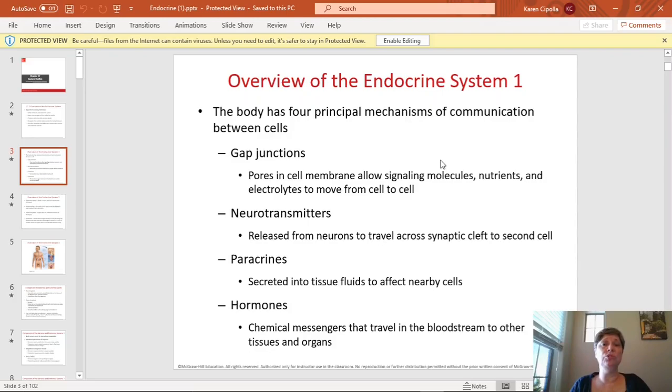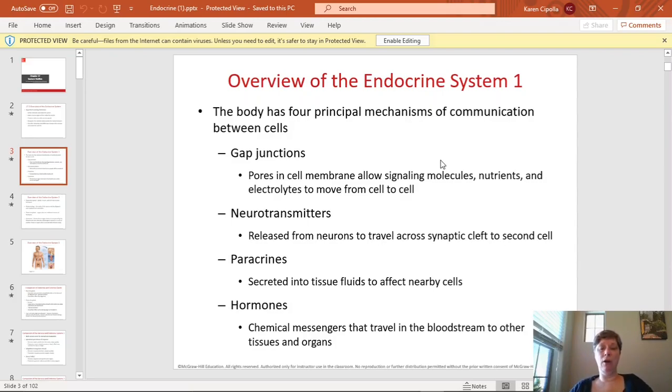The second way is through neurotransmitters. These are specifically from neurons to travel across a synapse to the second cell. You covered the nervous system already, so you're going to be somewhat more familiar with neurotransmitters. It is the chemicals or the molecules that travel across that synaptic cleft that are released by the nerve to affect the cell that it's targeting.